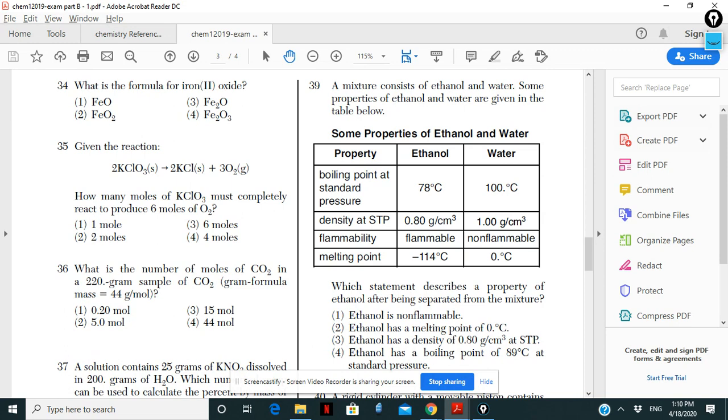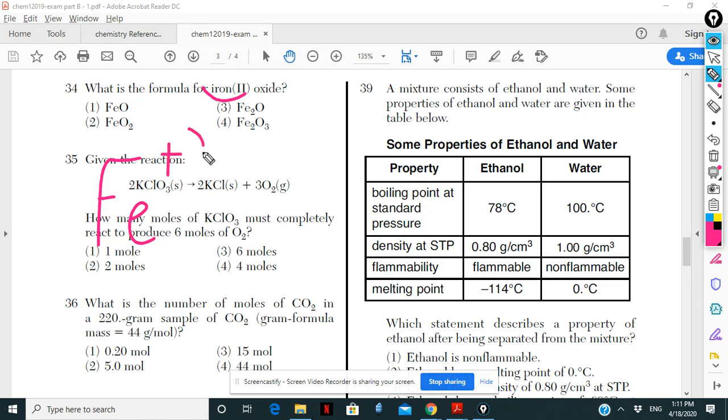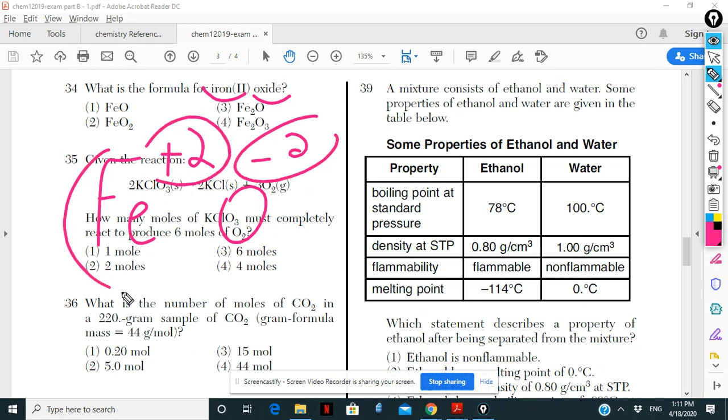Okay, question number 34. What is the formula for iron(II) oxide? Iron here means oxidation number 2, so it's Fe positive 2. Oxide means oxygen, which is negative 2. That means they are the same, so it should be FeO. So the answer is 1.